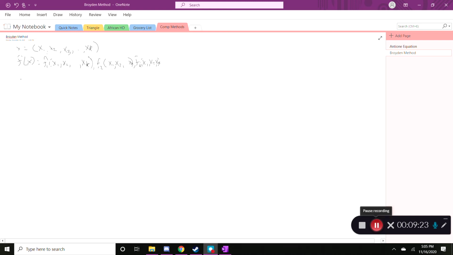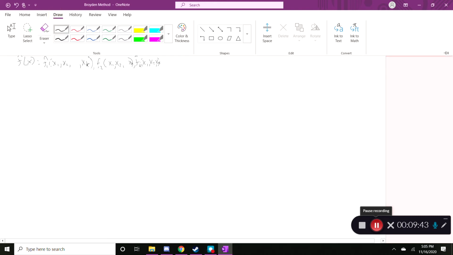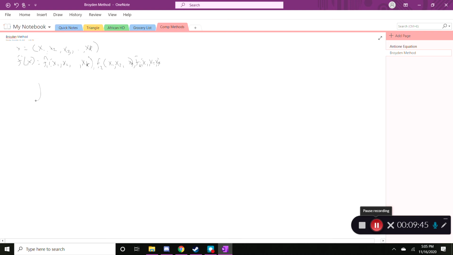Alright, I'm back. So now that we've established all of our methods, especially the secant method and the Newton method, we're going to apply the secant method to our functions. So the way that we're going to do this is, I got my pencil up.